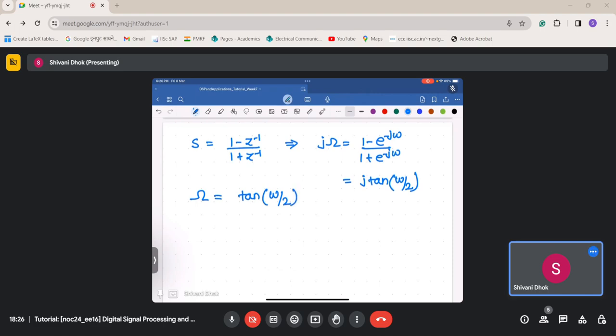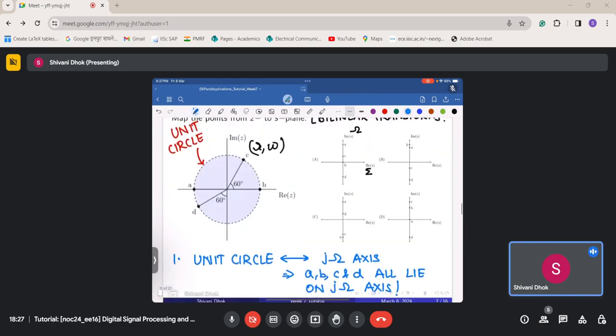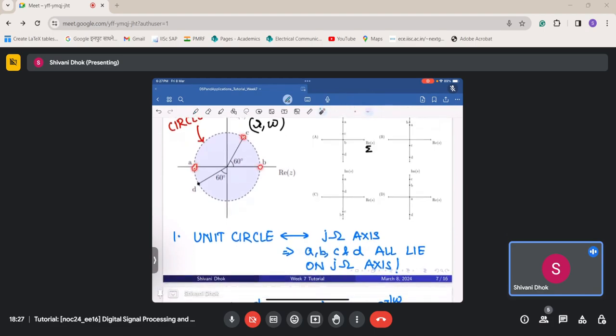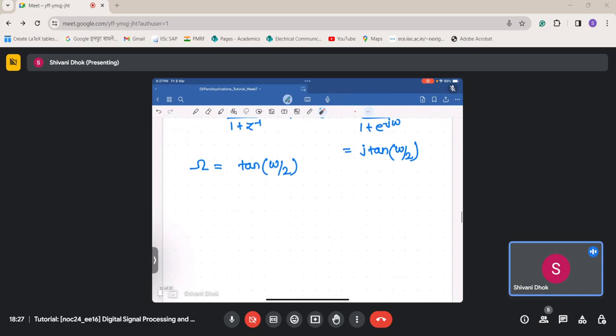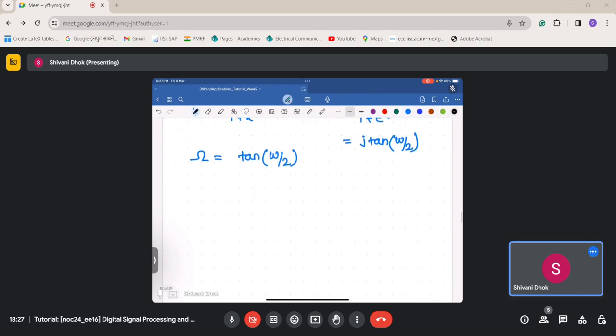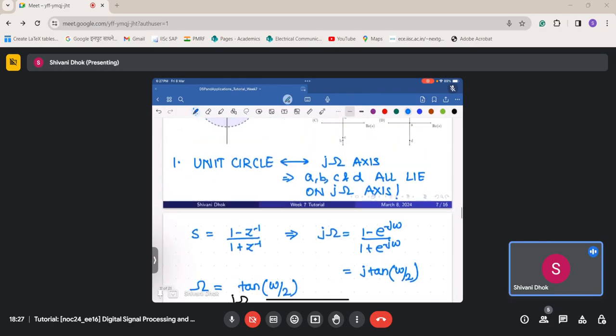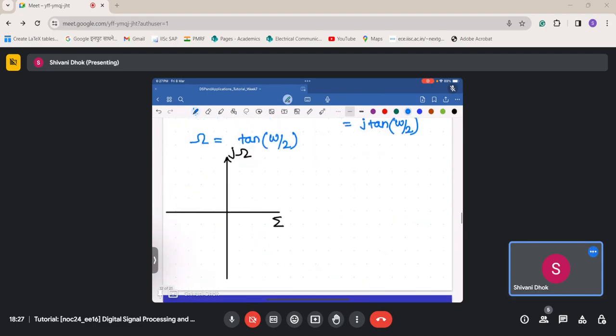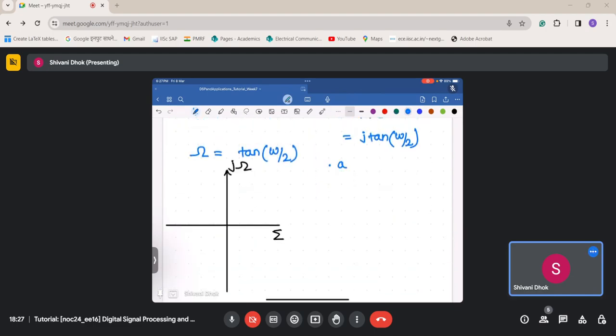So this we know here. What does this tell us? Based on the angles at which all these points are located, I can get a value corresponding to this capital omega. So let me draw the S plane here. This is sigma, this is j omega, and let's start with point A.